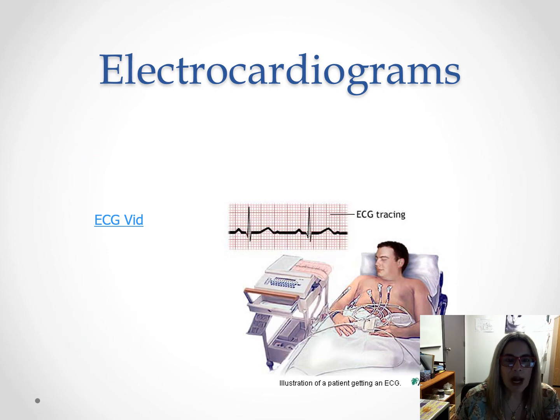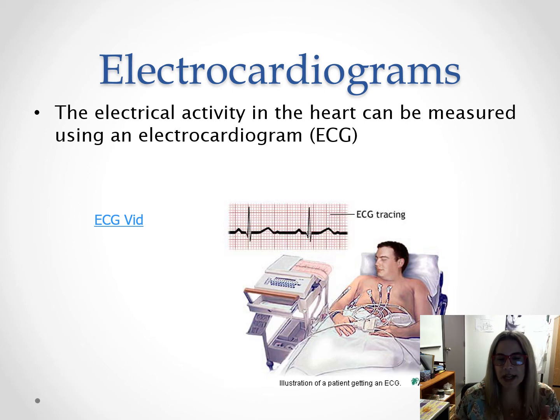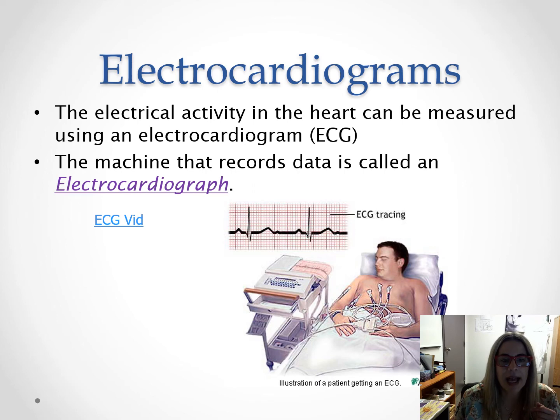So another little video on ECGs, but most of you already know what ECGs are. Really, it's to determine whether or not the cardiac cycle, the electrical rhythm of an individual's heart, is working properly. So the electrical activity of the heart can be measured using an electrocardiogram or an ECG, and the machine that records the actual data is called an electrocardiograph. So this thing here, the actual printout, is called an ECG tracing.